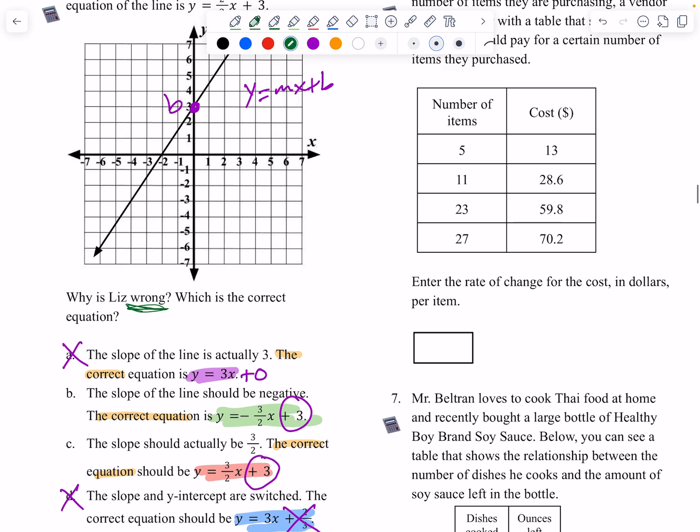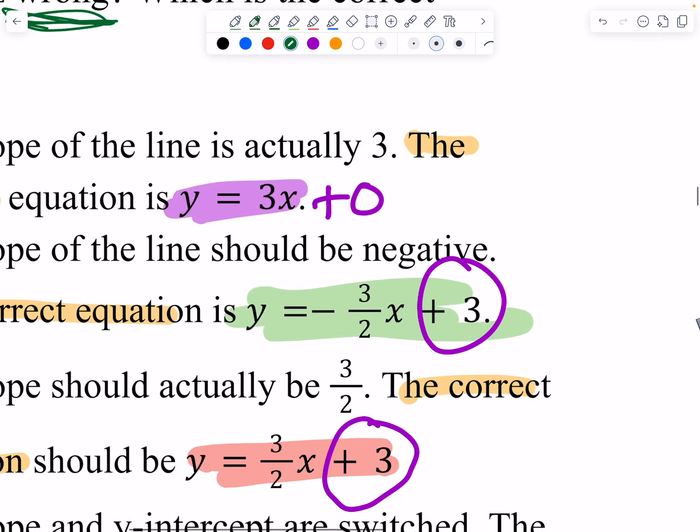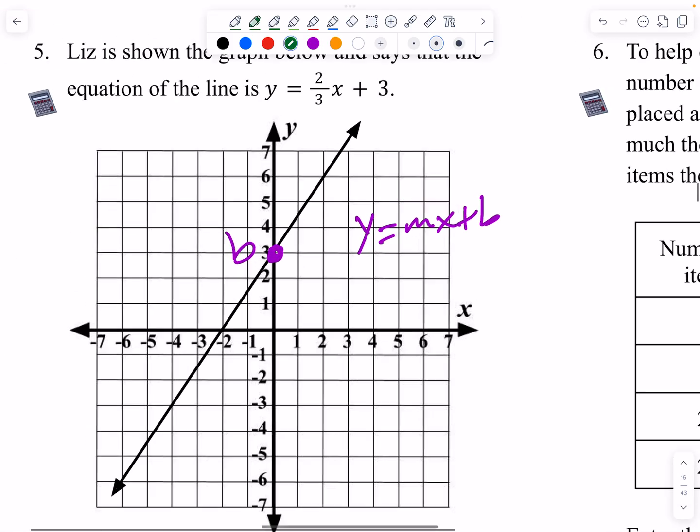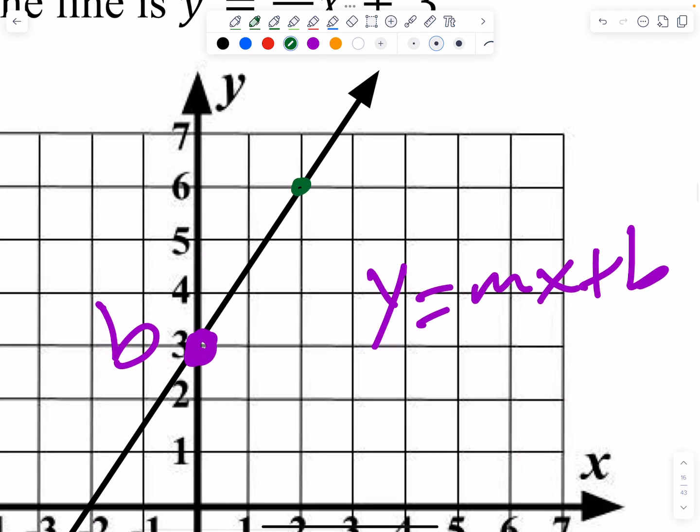So how do I find the slope? Now think about it. This one is going negative. That means it's going down. This one is positive, which means it's going up. So my answer should be C. And just to confirm, let's check. There's my next point. And if I do rise over run, my m equals 3/2. Okay.